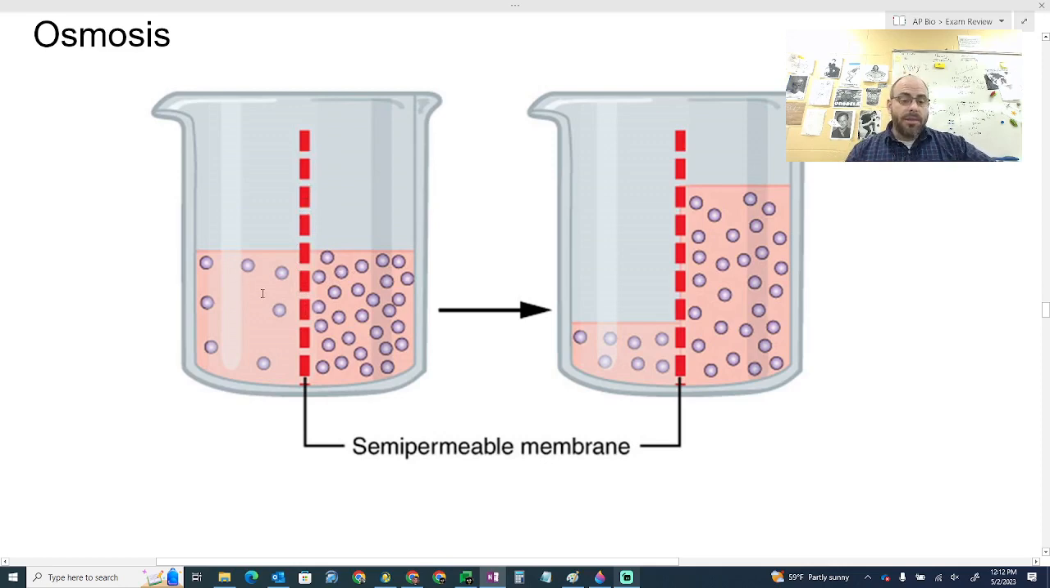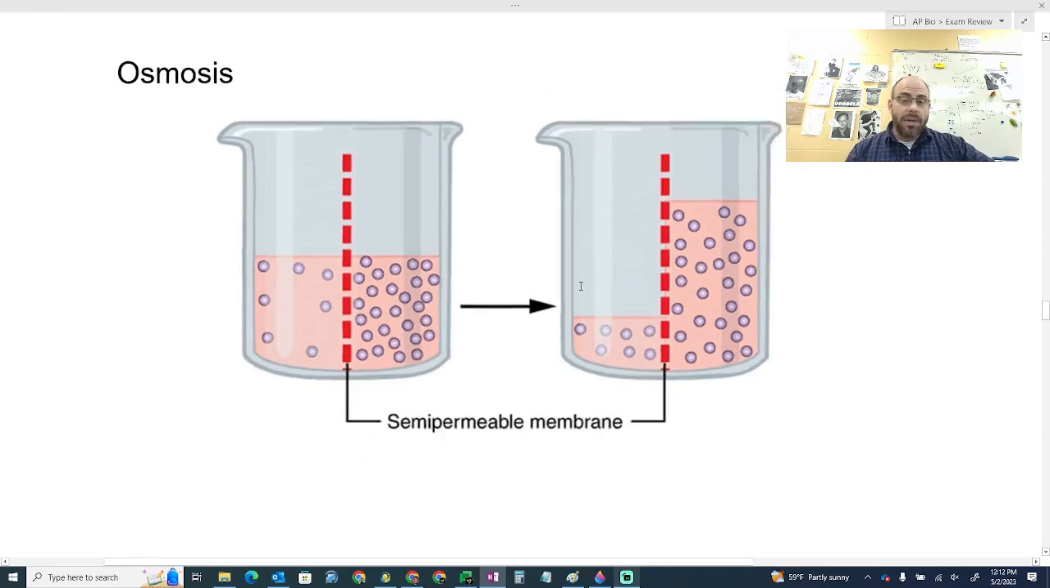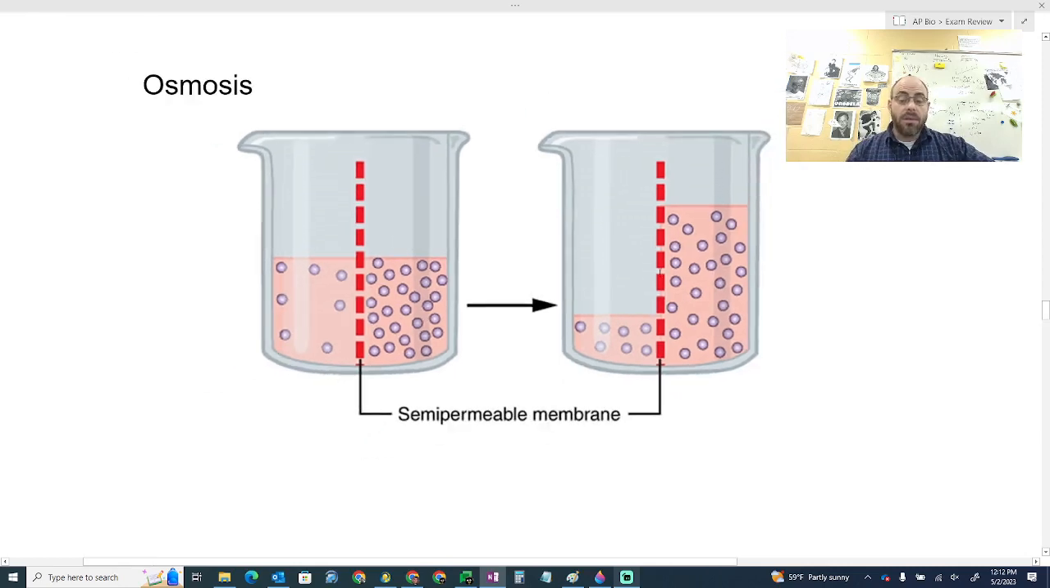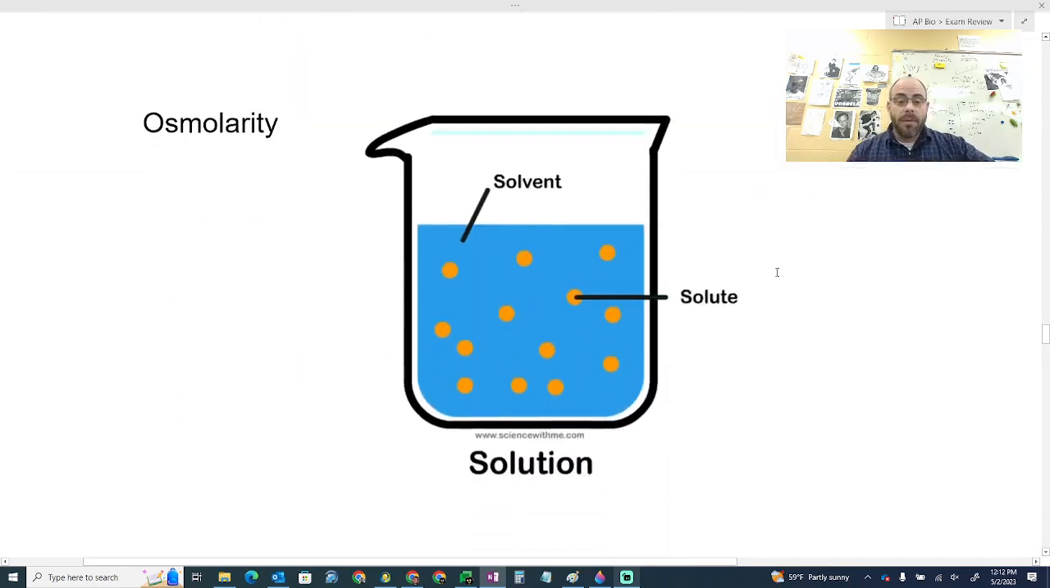Water is at a high concentration here on the left, right, because there's more water here than there is purple. And over here you have a lower concentration of water, so water wants to move from high concentration to low concentration, and that's exactly what it does. It moves until it's at equilibrium, just like the particles would do if they were allowed to pass through the membrane.